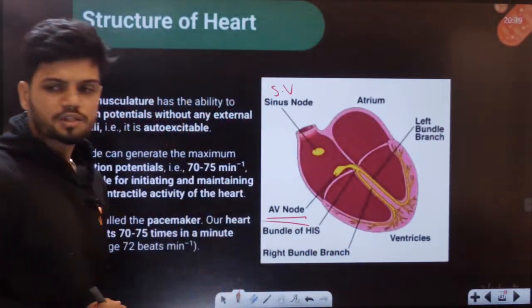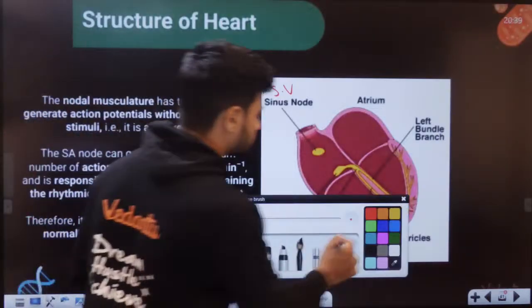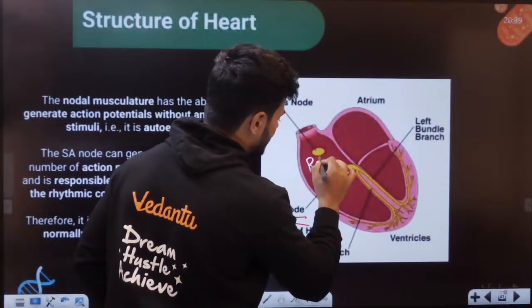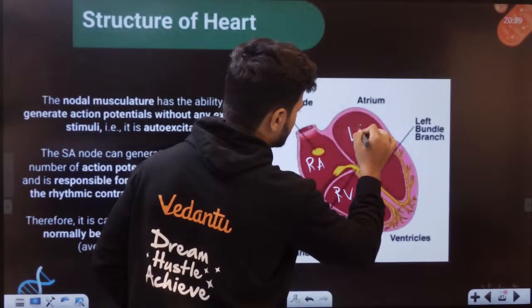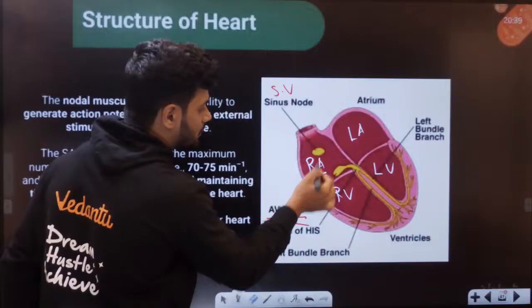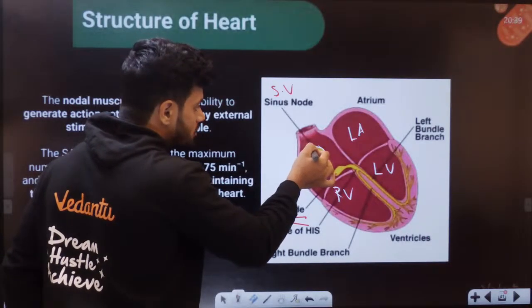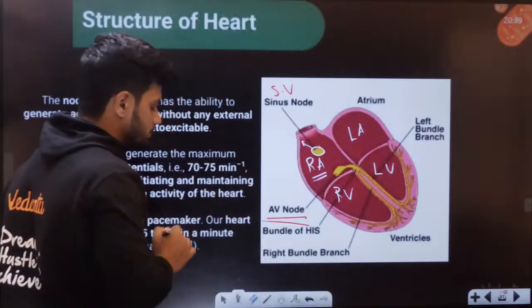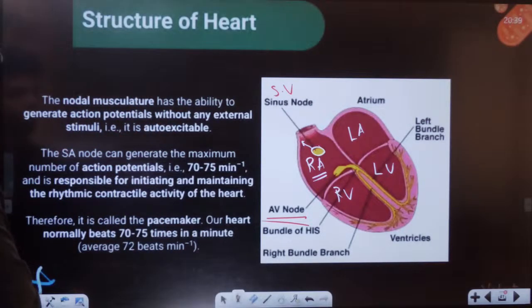Now both of these nodes are present where? Both of these nodes are present in the right atrium here. Right atrium, right ventricle, left atrium, left ventricle. So in the right atrium, this is called the SA node, sino, right? This is present almost towards the corner, students. SA node here, and the AV node.